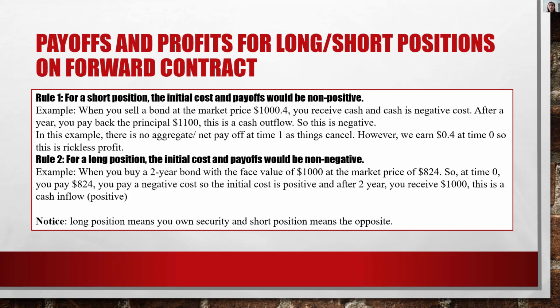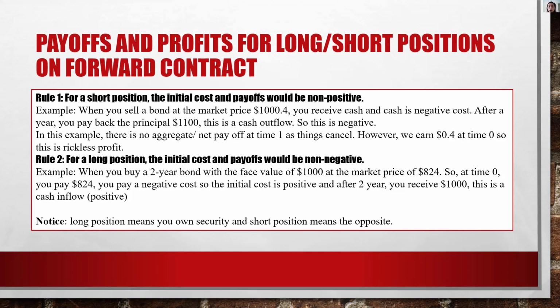Here we see this is a short position because you don't own the security. You sell the bond to get cash, right? And then after a year, you pay back the principal, which is a cash outflow. So both of these numbers, when you list them on the table, should be negative. And we see we earn 4 cents at time 0. This is a very, very small amount of money, right?